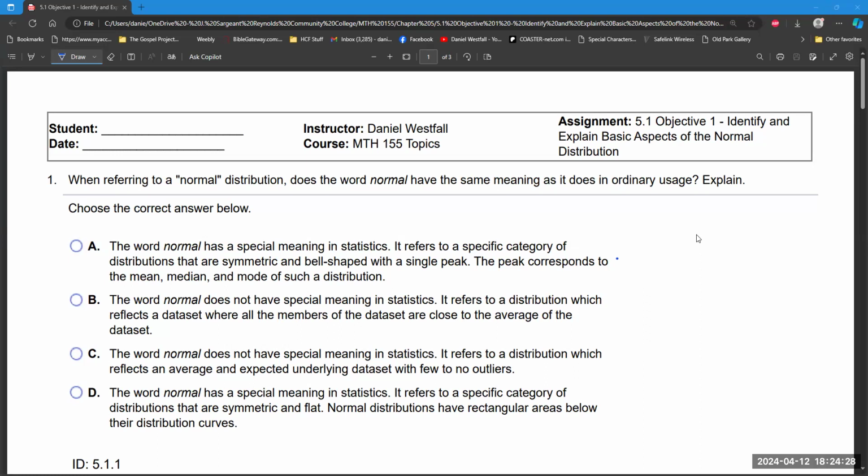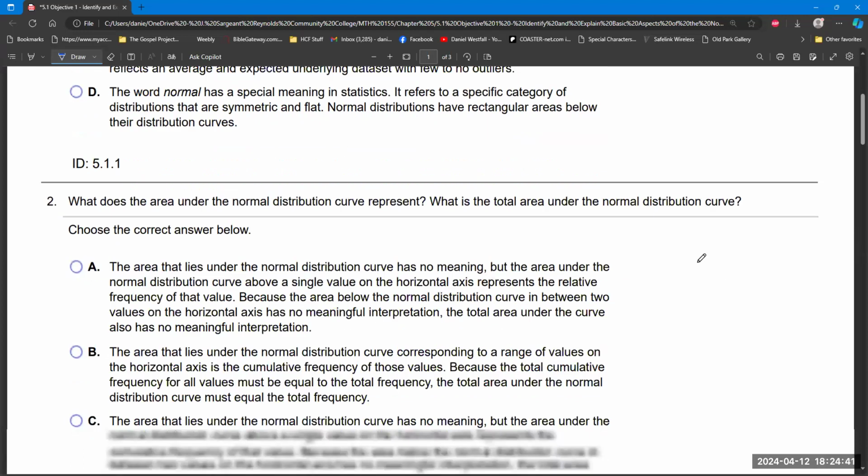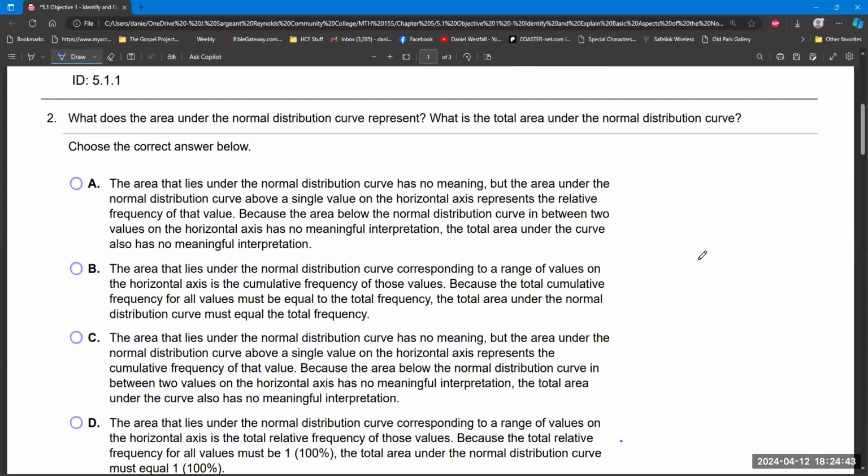It refers to a specific category of distributions that are symmetric and bell-shaped with a single peak. The peak corresponds to the mean, median, and mode of such a distribution. That was option A. What does the area under the normal distribution curve represent?